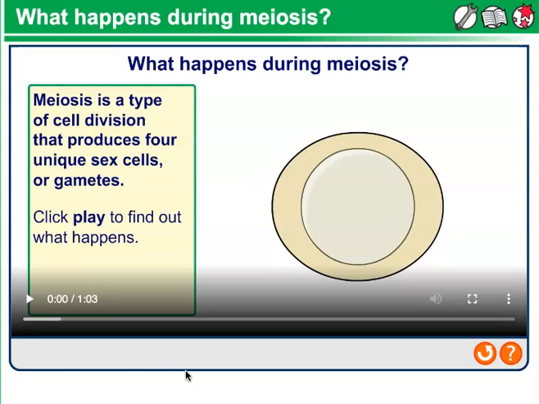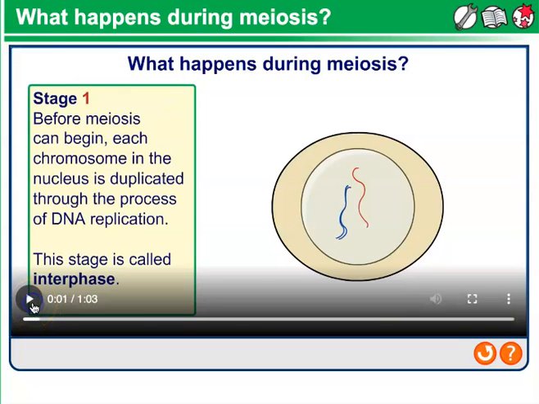All right, let's review. What happens during meiosis? Meiosis is a type of cell division that produces 4 unique sex cells or gametes. In stage 1, before meiosis can begin, each chromosome in the nucleus is duplicated through the process of DNA replication. This stage is called interphase.